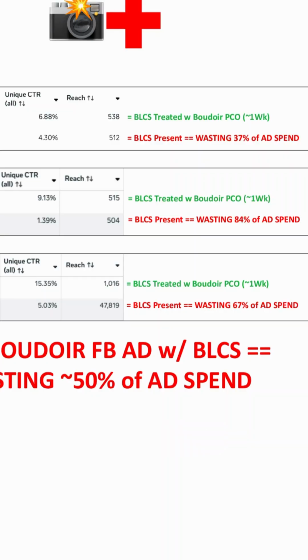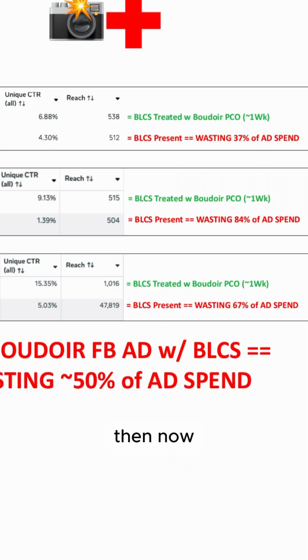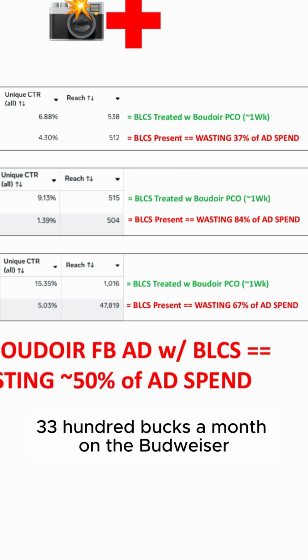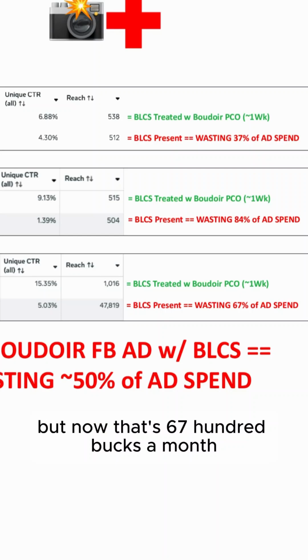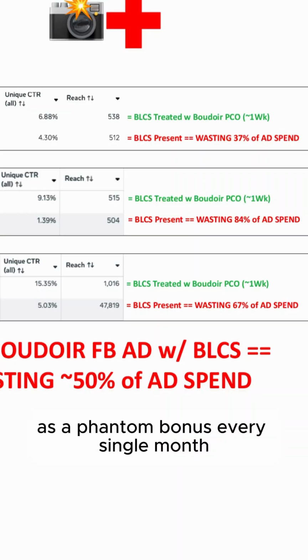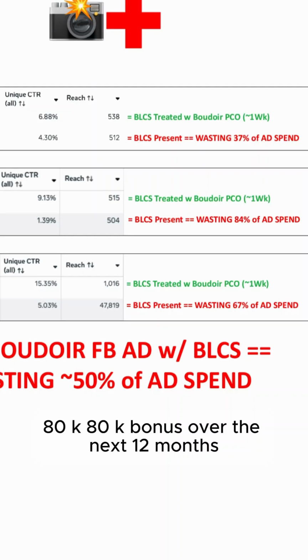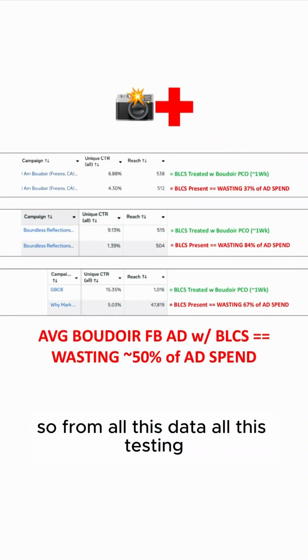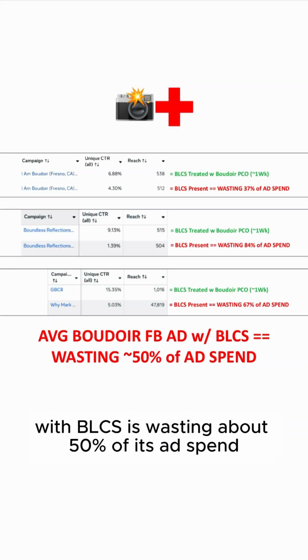And as a result, if you spend 10 grand a month on the original Boudoir Facebook ad, then now he only has to spend 3,300 bucks a month on the Boudoir Pico treated ad, and he gets the ad into the same number of women's brains in both scenarios. But now that 6,700 bucks a month that was being wasted is eliminated, back in his pocket. He doesn't have to spend it, a phantom bonus every single month. Basically like an 80K bonus over the next 12 months. So from all this data, all this testing, what I've seen is that the average Boudoir Facebook ad with BLCS is wasting about 50% of its ad spend.